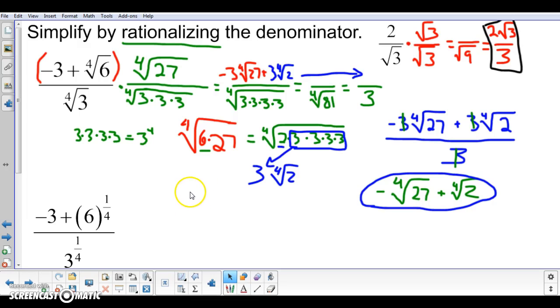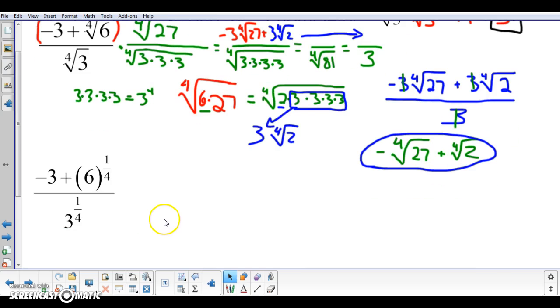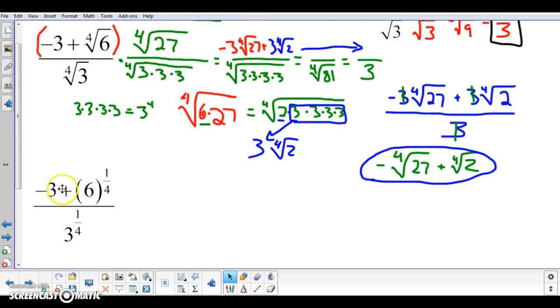One more way of looking at this same simplifying of a radical expression where there's a fourth root in the denominator. Sometimes, and again, this is kind of up to you with what you prefer, sometimes it might be easier to look at them in terms of rational exponents. So here's how I might simplify the exact same expression using rational exponents instead of the roots.